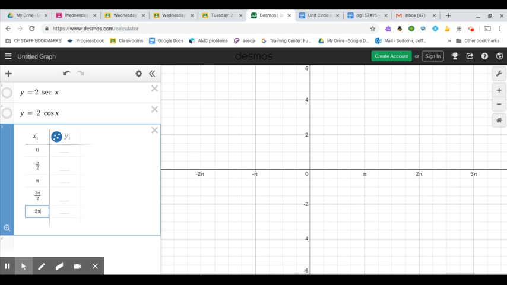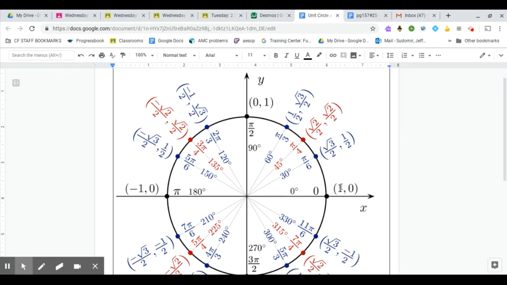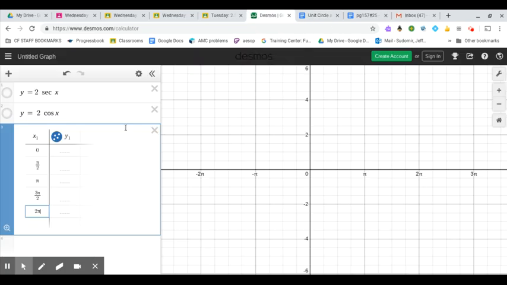From there, we can take a look at the unit circle to figure a couple of things out. So remember, the secant ratio on the unit circle is 1 over x. And that means that when we go to the unit circle and we're looking at 0, we can see an x coordinate of 1. So 1 over 1 is 1. However, remember, it was 2 times the secant, so we don't actually want 1. We want 2.